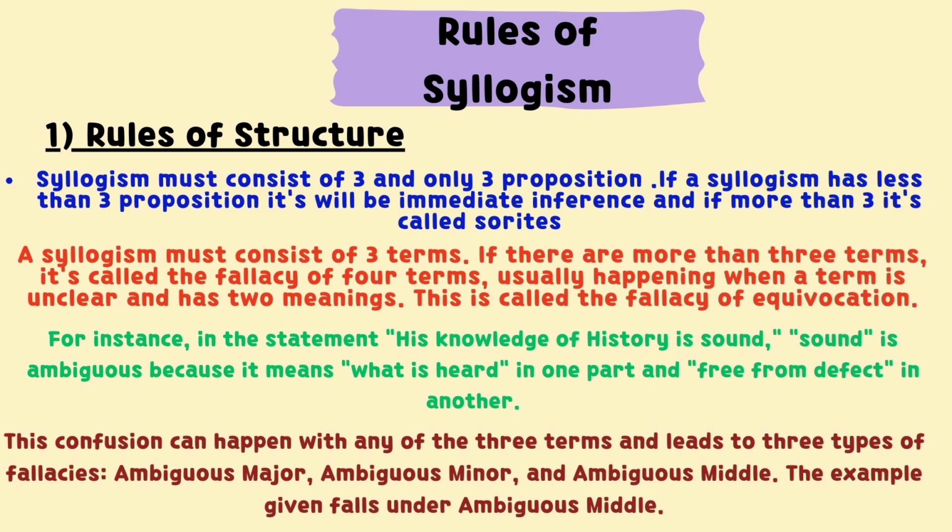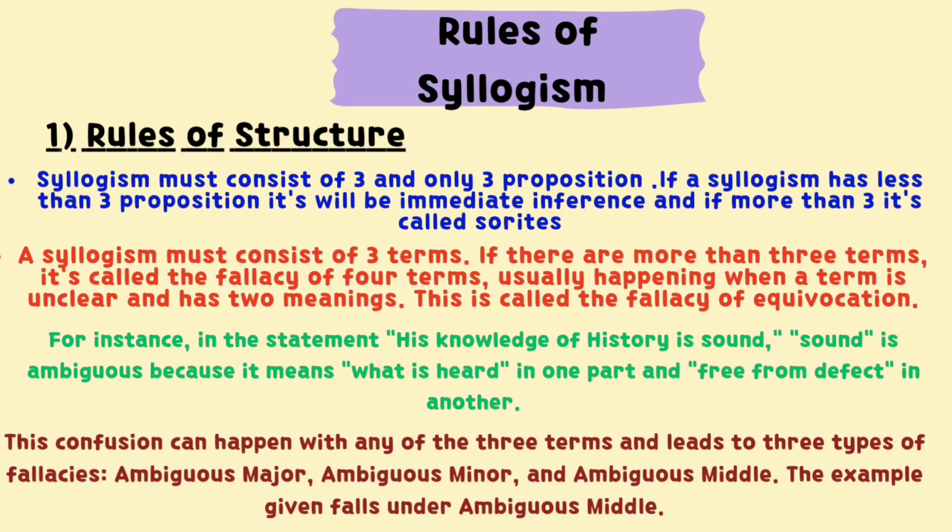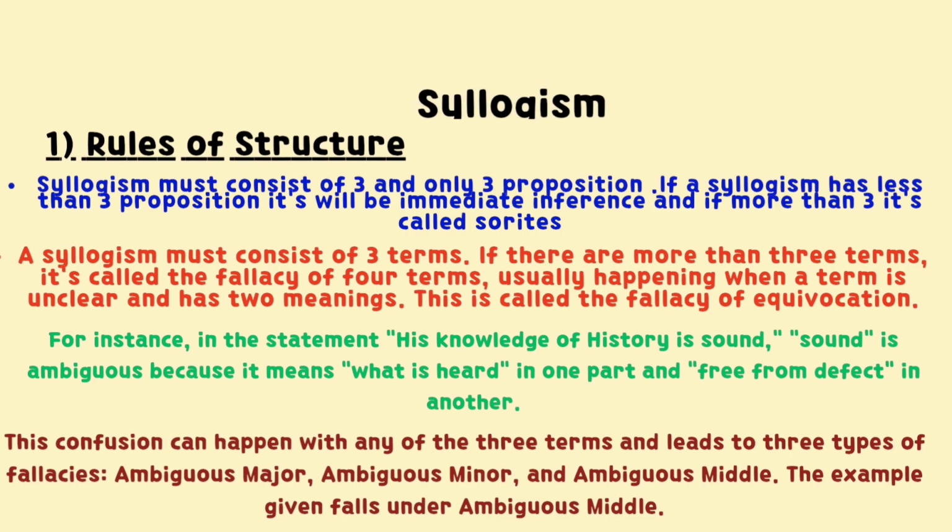This is called the fallacy of equivocation. For instance, in the statement, his knowledge of history is sound, sound is ambiguous because it means what is heard in one part and free from defect in another. This confusion can happen with any of the three terms and leads to three types of fallacies: ambiguous major, ambiguous minor, and ambiguous middle. The example given falls under ambiguous middle.